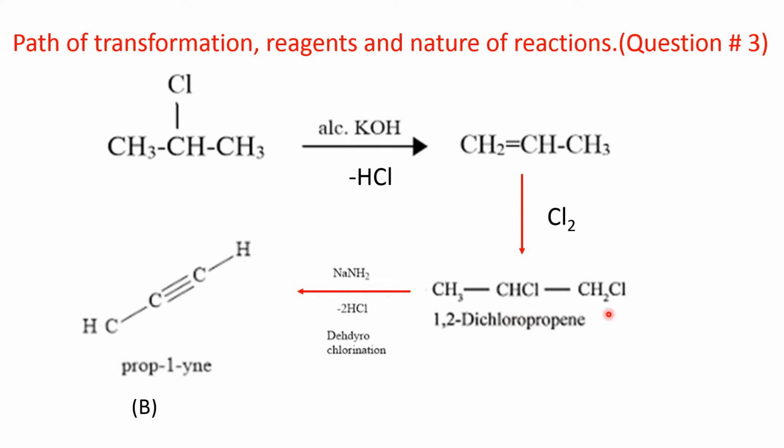Now, this is a vicinal dihalide. That means two halogen atoms are attached to adjacent carbon atoms. Now, when this vicinal dihalide is treated with either alcoholic alkali or sodamide, once again an elimination reaction takes place, and here elimination will occur two times. This chlorine with this beta hydrogen, and again this chlorine with this beta hydrogen, will be removed as hydrogen chloride, and finally the product will be propyne or prop-1-yne. That is our compound B.